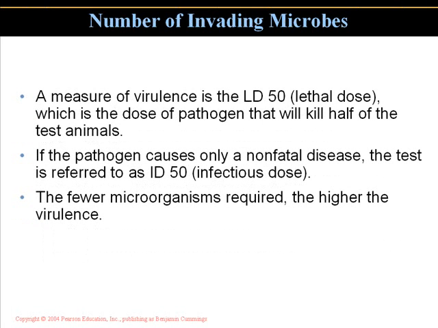The measure of virulence is referred to as the LD50. That's the lethal dose 50, which is the dose of the pathogen that can kill half of the tested animals. Take 100 lab rats, and if you want to find out what the virulence factor is for an organism, you infect the rats, and whatever level of bacterial load or viral load you have to give those rats so that 50 of them will die, that's the LD50. It's a simple way to relate it.